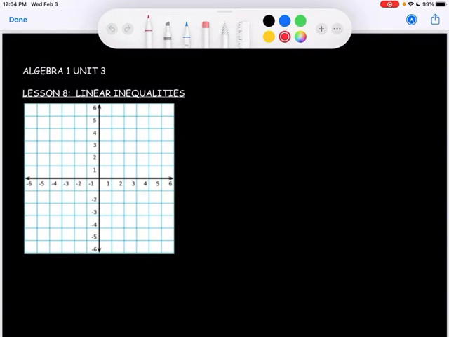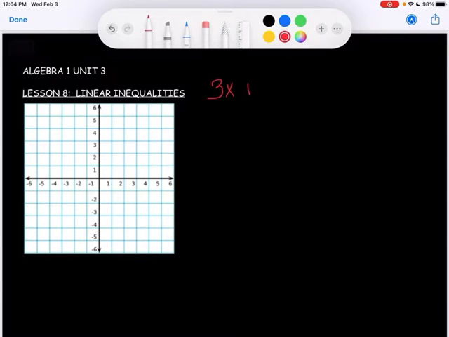Today I'm going to look at linear inequalities. If you're following along in the book, it's from Algebra 1, Unit 3, and I'm looking at Lesson 8. It's like graphing lines, but it's got a separate portion to it where we have to shade because it's an inequality, not an equation. So let's look at an example of an inequality.